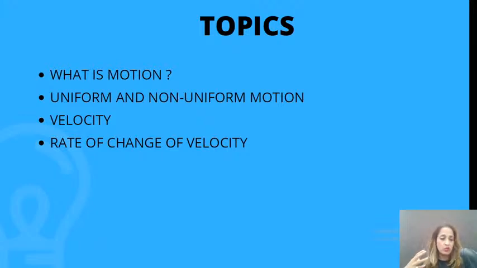I know you must have heard about these words. What is motion, what is uniform and non-uniform motion, what is velocity, and what is rate of change of velocity, or what we call acceleration. These are the main topics that we'll be covering today. So let's go ahead and let's crack it. Let's do it, guys.